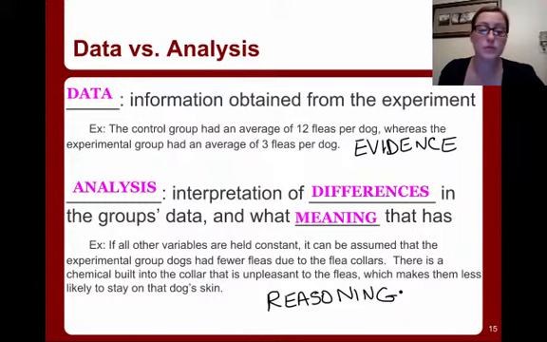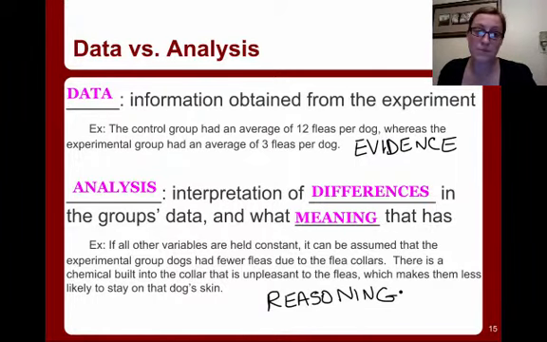Well, perhaps there is some sort of a chemical in the collar that makes it unpleasant for fleas. So when a flea lands on that dog, they're less likely to stay and make a home there. That's providing an explanation for why you received a difference in your data between the two groups.